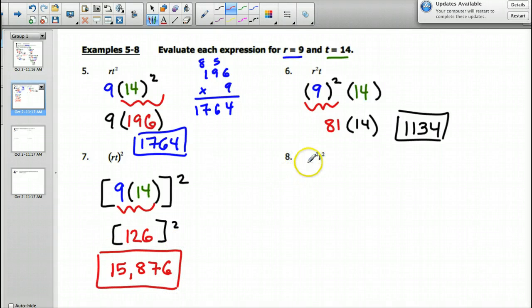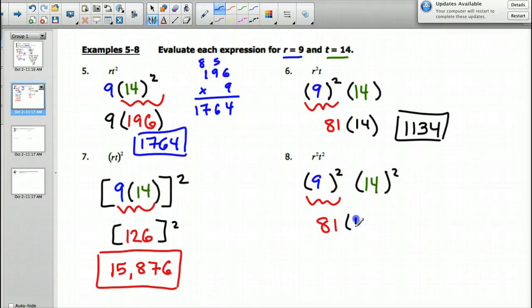Okay, and then number 8, we have r squared times t squared. So this time I'm going to plug in 9 for r and square that number, and then times, I'm going to plug in a 14 for t and also square that number. So I need to do my exponents first here. In this case, I have 2 sets of exponents. I have 9 squared first, which we know is 81. So 81 times 14 squared.